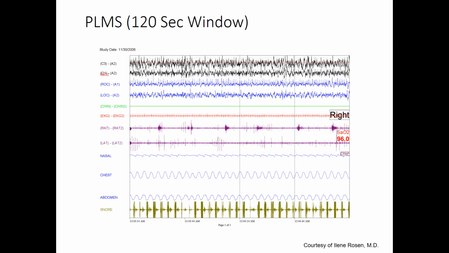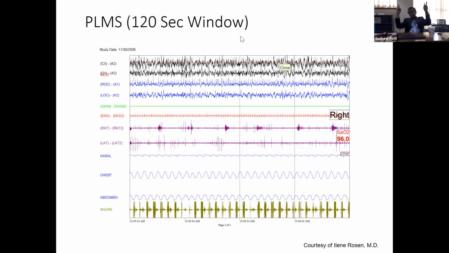So real quick question: if there were just 3 in this picture, you wouldn't count it? Right, they would get counted in the leg movement column, if you will, but they wouldn't be called part of a periodic leg movement count.